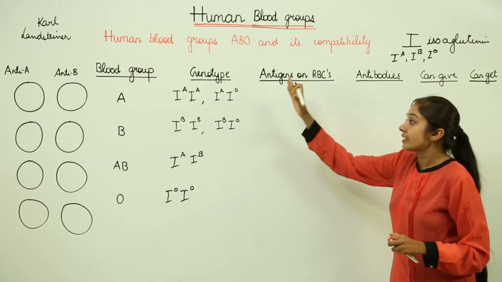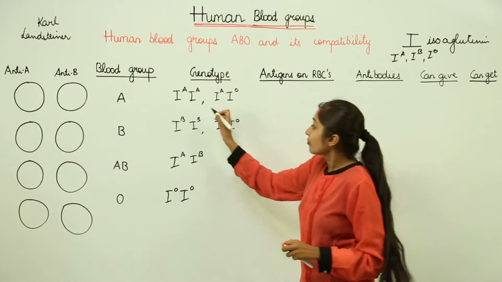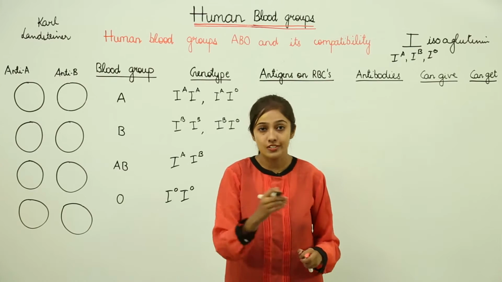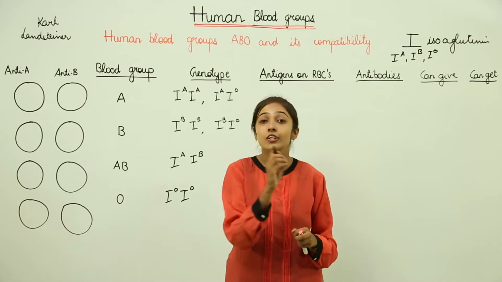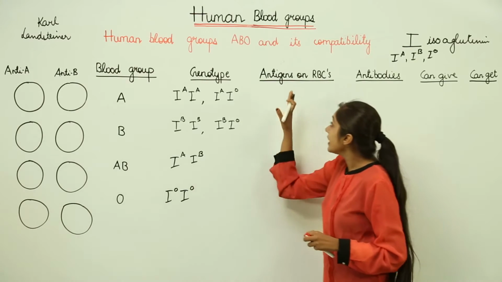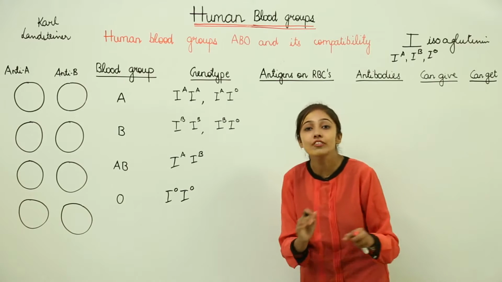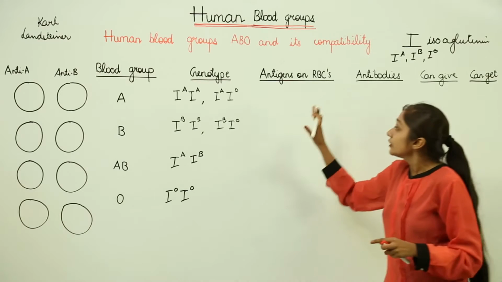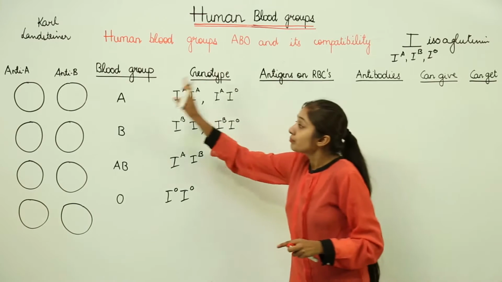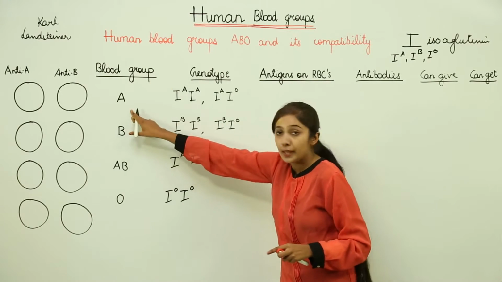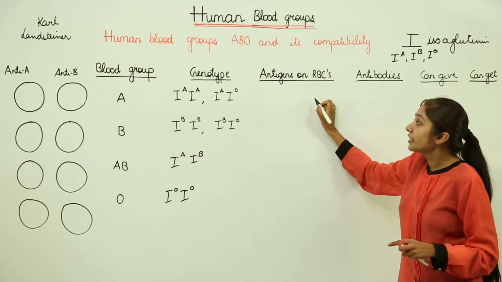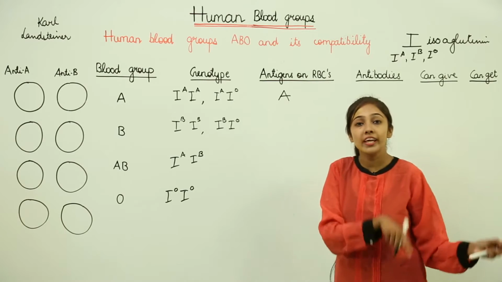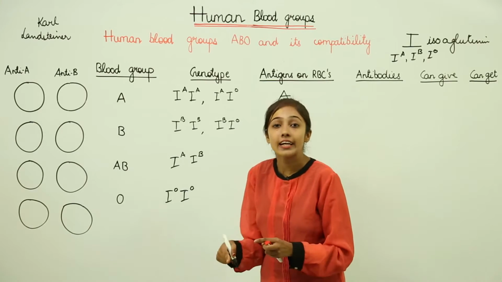Then these alleles form proteins, which are known as antigens. These antigens lie on the surface of the RBCs. The organism who has blood group A is going to have the A antigen. So a blood group A person has antigen A.